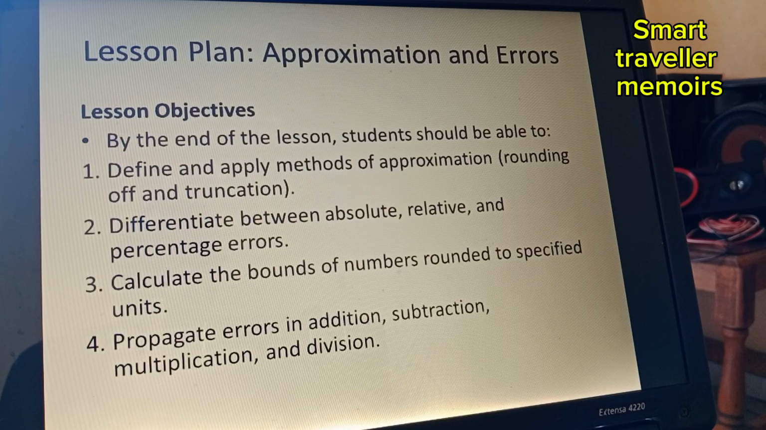Lesson objectives. By the end of the lesson, students should be able to define and apply methods of approximation, that is rounding off and truncation, differentiate between absolute, relative, and percentage errors, calculate the bounds of numbers rounded to specific units, and finally, students should be able to propagate errors in addition, subtraction, multiplication, and division.